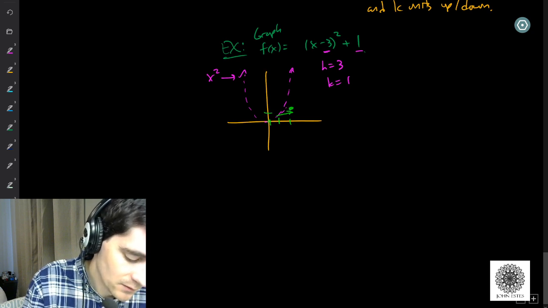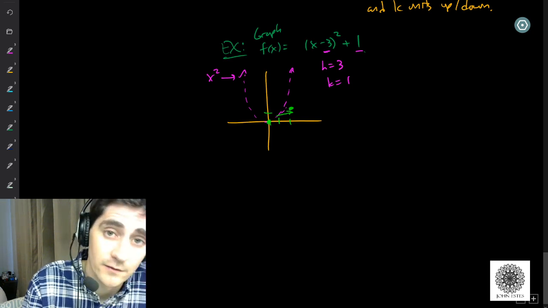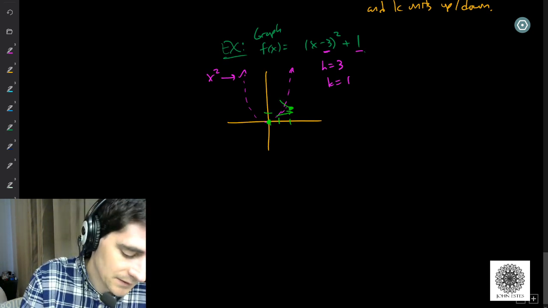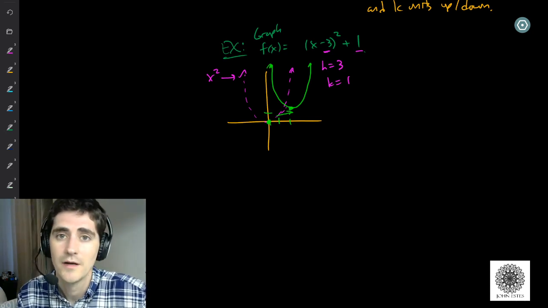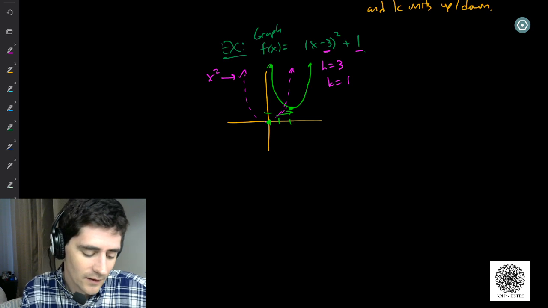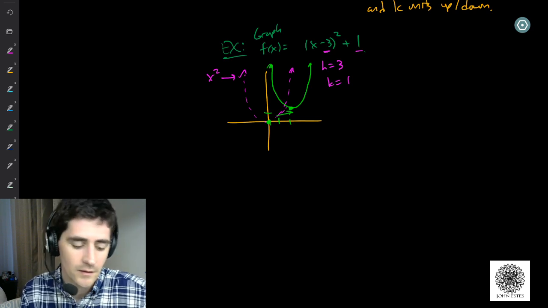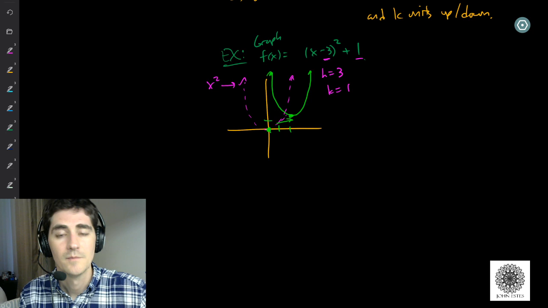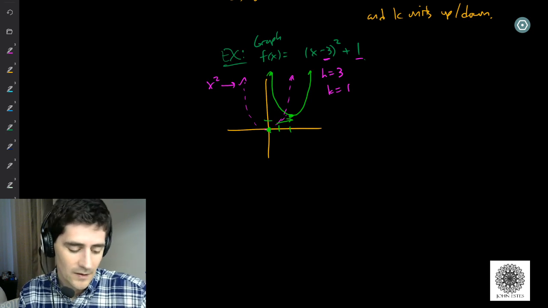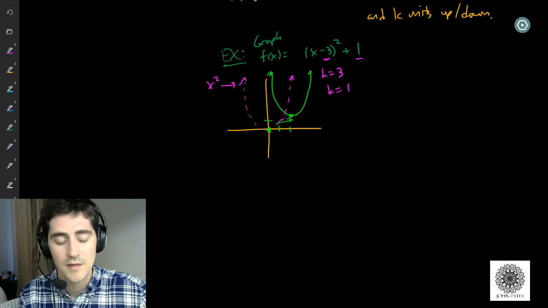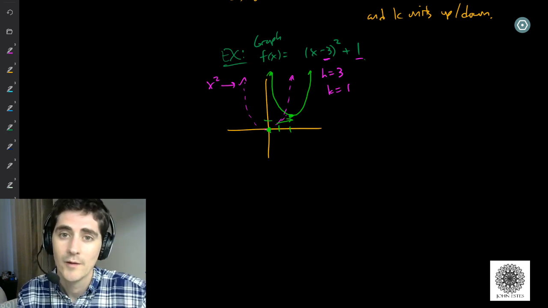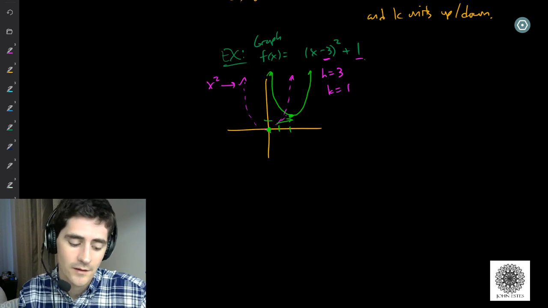So there's my new, where the origin was here at (0, 0), I have now moved over to (3, 1), and then I have the exact same graph. Now it makes sense to say then that the vertex is (3, 1), right? So what that tells me is that I started with a vertex at (0, 0), and then because h was 3, the x-coordinate of my vertex went from 0, moved over to 3. And since k is 1, my y-coordinate went from 0 to 1.